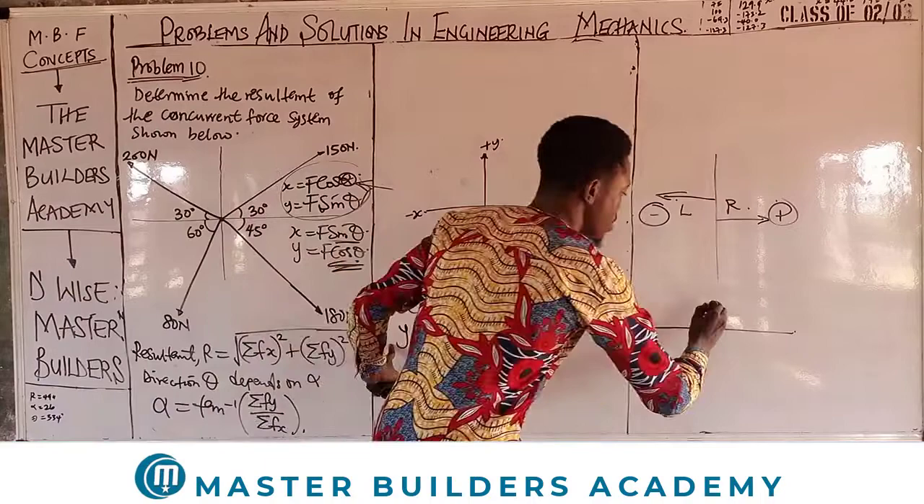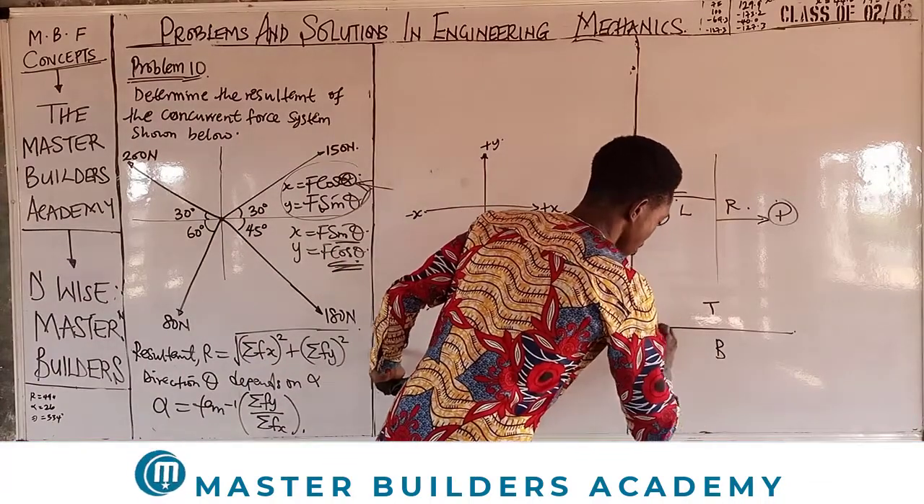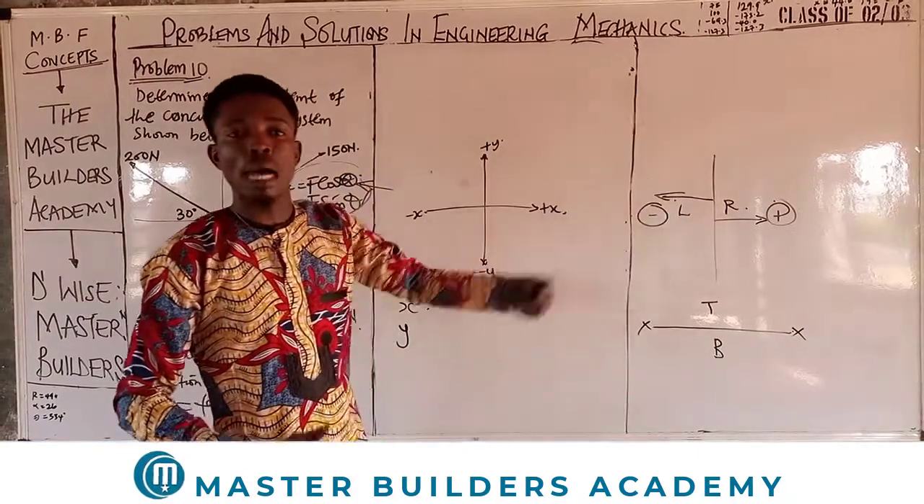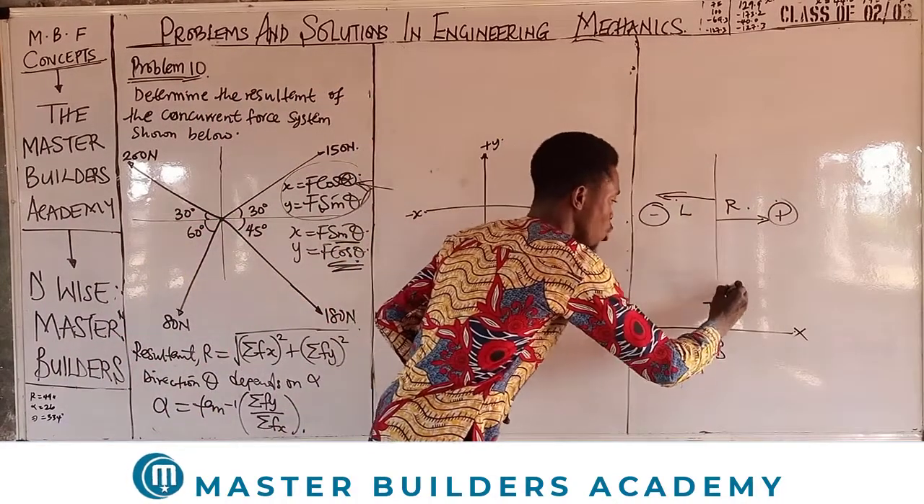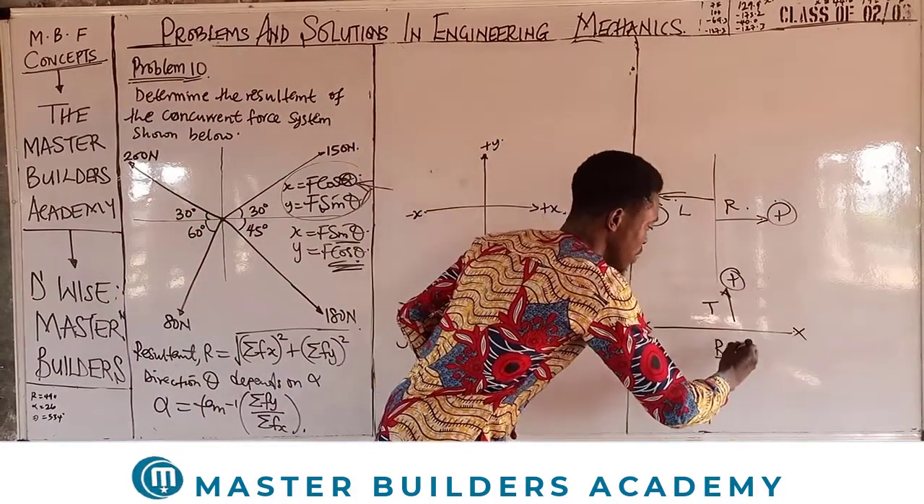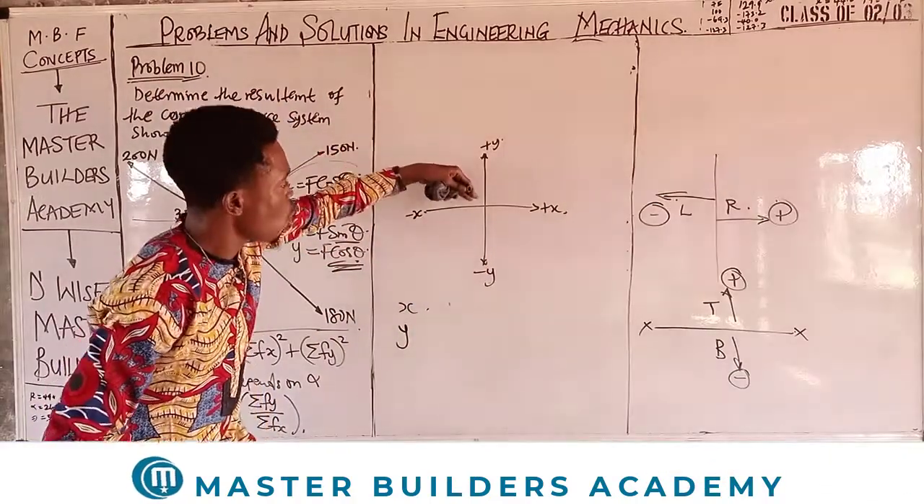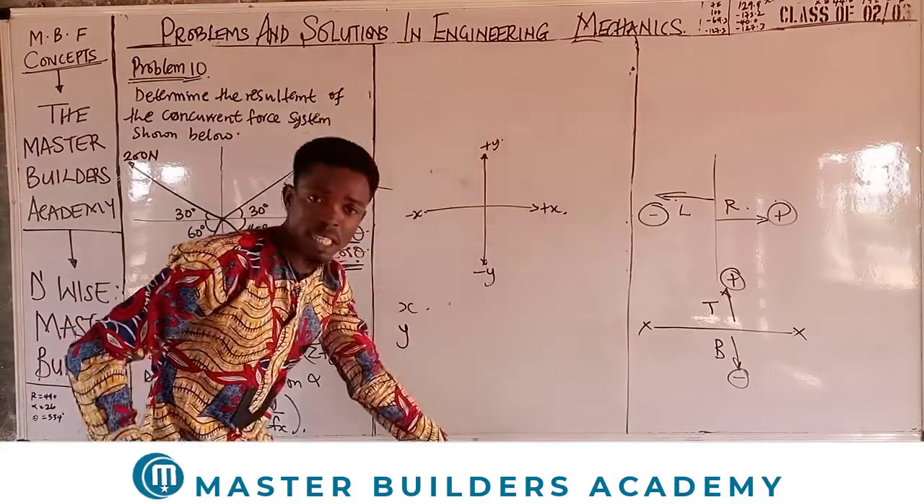So on top of this line, this is top, this is bottom, this is x as I just created. Now anything on top, when I'm resolving along y, heading upward this way, must be positive, and anything heading downward must be negative. On top here is positive, beneath here is negative.